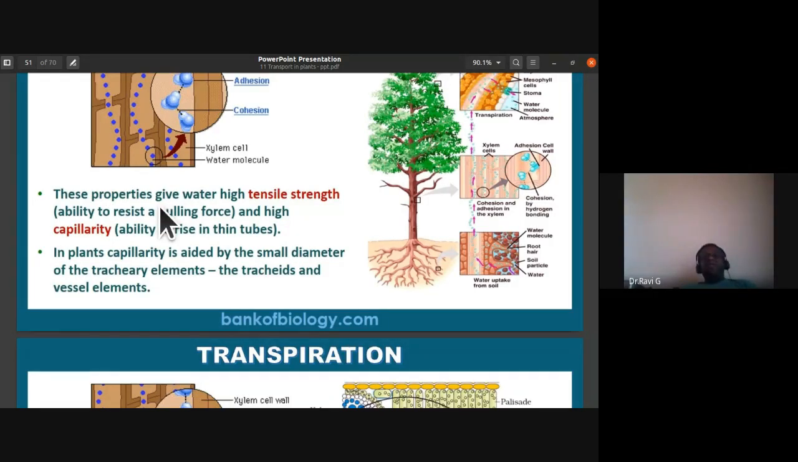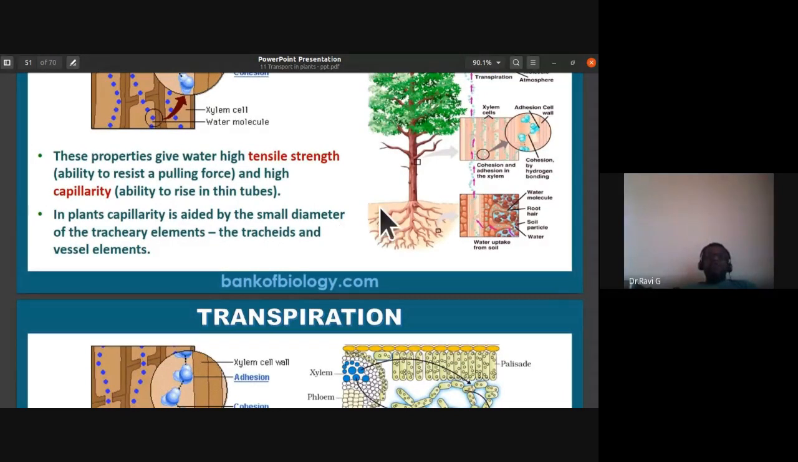In plants, capillarity is aided by the small diameter of the tracheary elements, that is the tracheids and vessel elements. So the smaller the diameter, the greater the water transport. See, here the water transport is not taking place through a huge pipe. It is taking place through the microscopic xylem vessels or tracheids. So you should understand that. The plant capillarity is further aided by the smaller diameter of the tracheary elements.